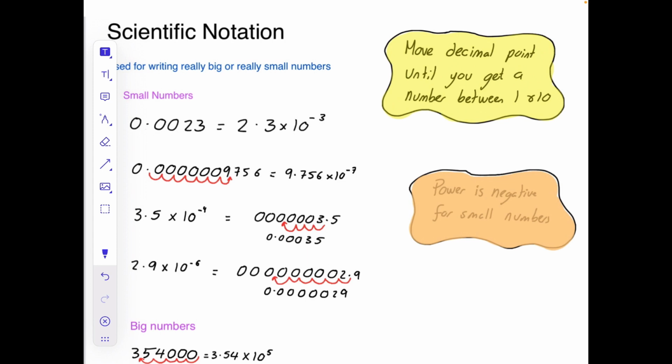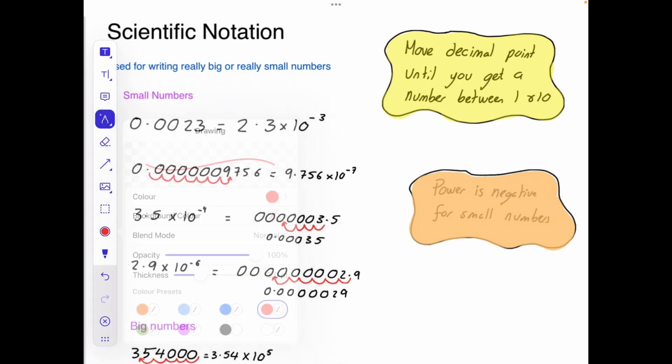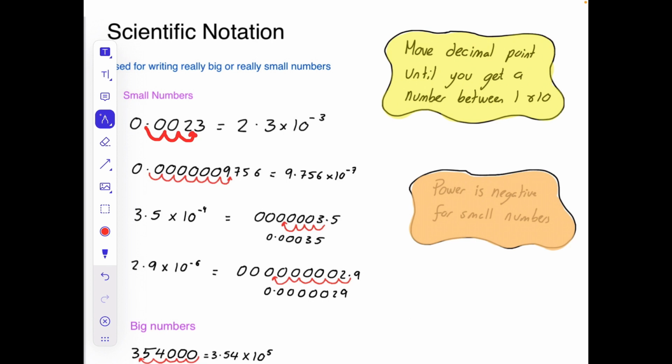So instead of writing it as 0.0023, we are going to start our decimal point, and we're going to move it until we get a number between 1 and 10. So I can move it 1 place, 2 places. If I stop here, I'm going to get 2.3, which is a number between 1 and 10. Okay, now this will always be the same, so it'll always be multiplied by 10.